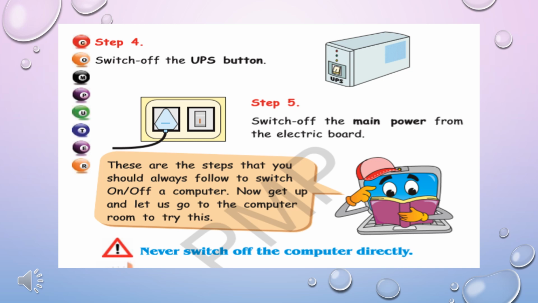Step 4. Switch off the UPS button. As you switch off the monitor's power button, you have to switch off the UPS power button also. Okay. Now the next step is switch off the main power from the electric board. We have to switch off the main power button also.